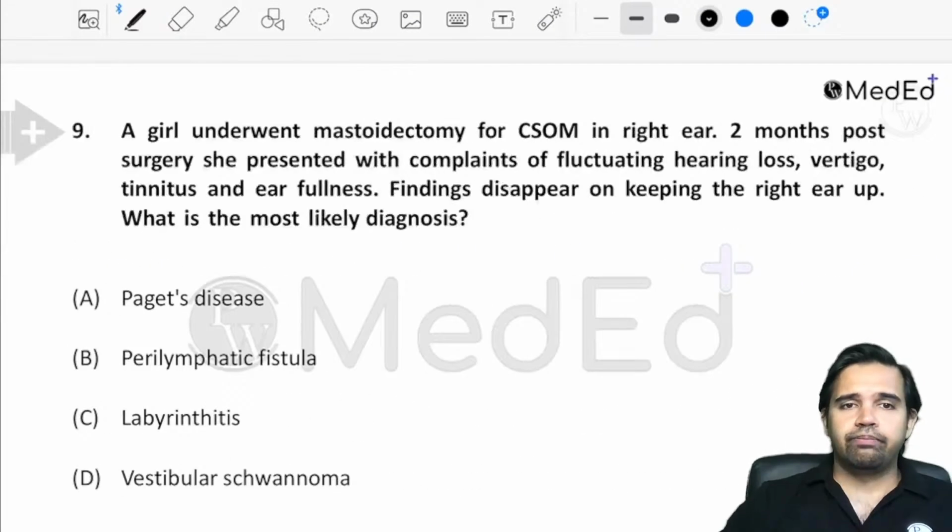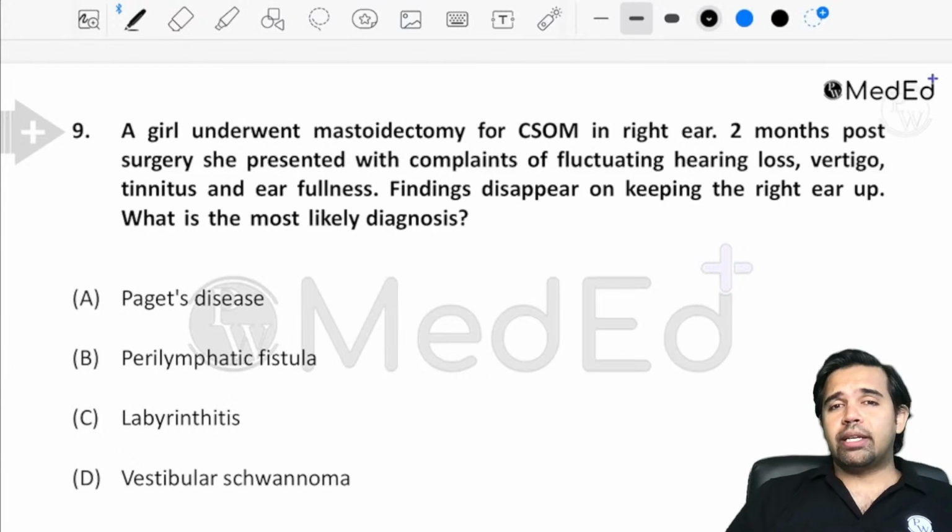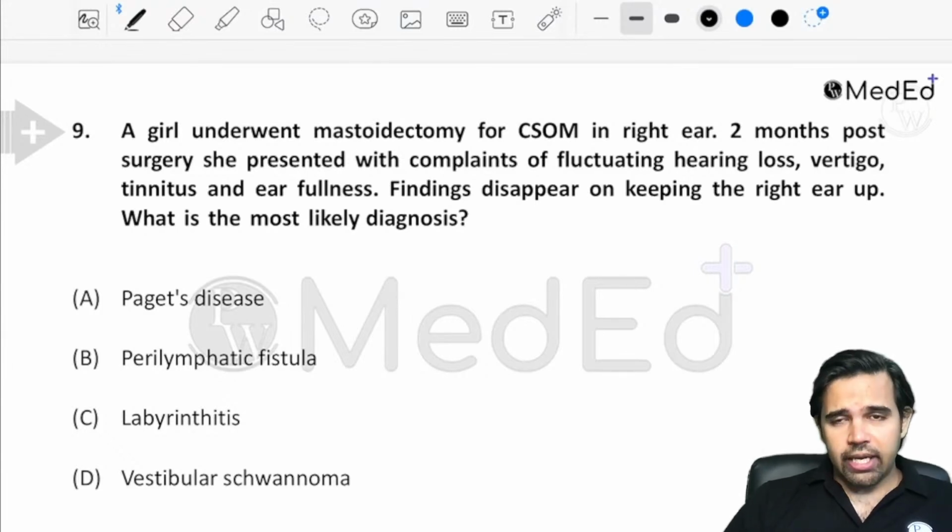Now, a girl underwent mastoidectomy for chronic suppurative otitis media in the right ear. Two months post-surgery, she presented with complaints of fluctuating hearing loss, vertigo, tinnitus, and ear fullness. Findings disappear on keeping the right ear up. What is the most likely diagnosis?